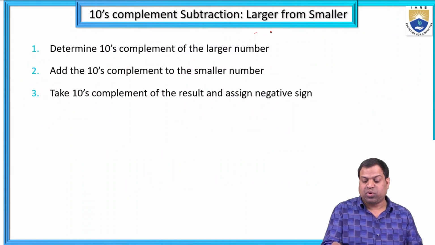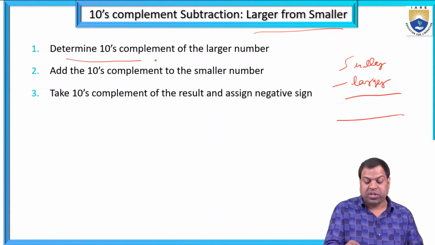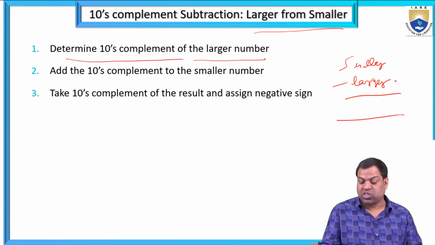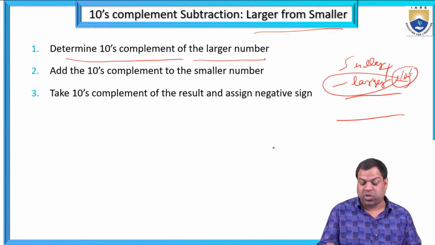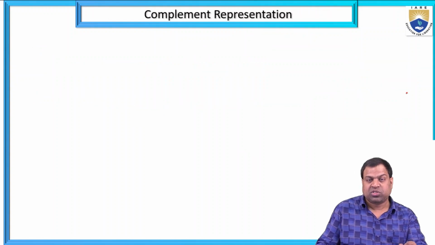Determine the larger from smaller, that is smaller minus larger. Determine the tens complement of the larger number. Add the tens complement value to the smaller, and take the tens complement of the result, assigning the negative sign. If there is any negative sign, we are assigning it here.